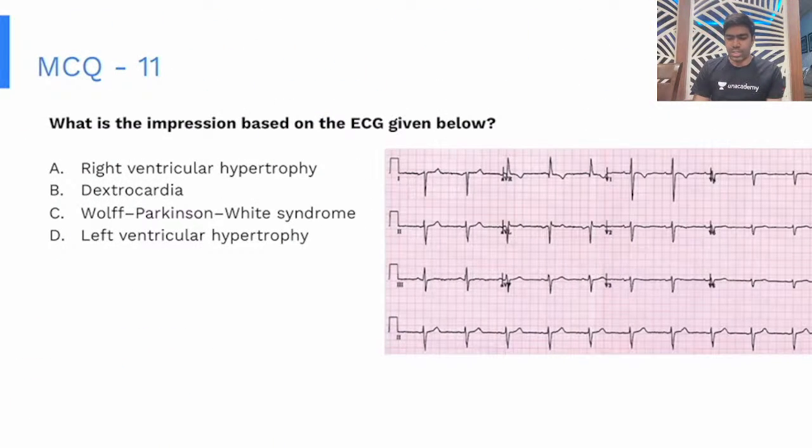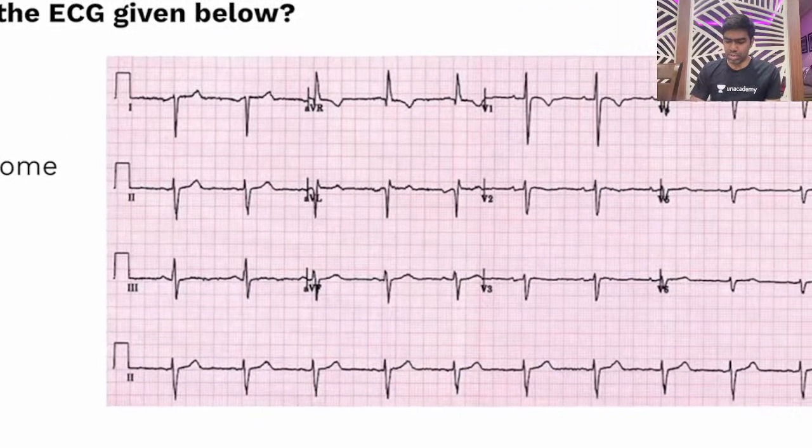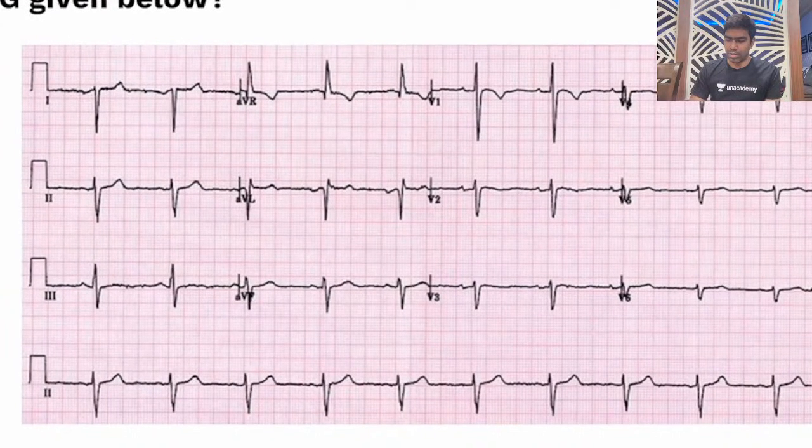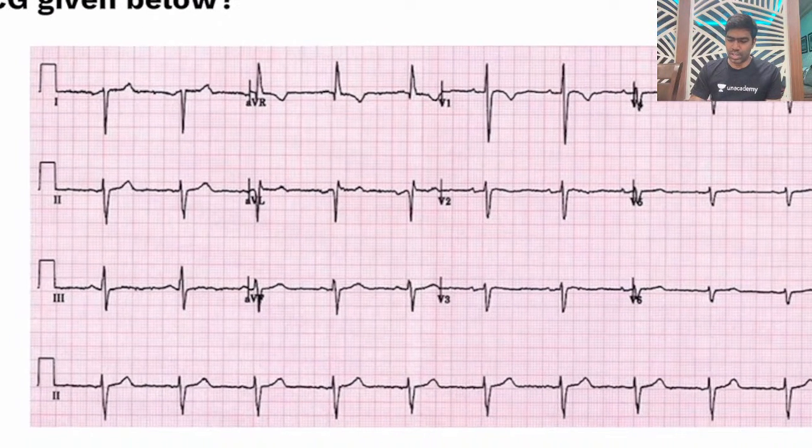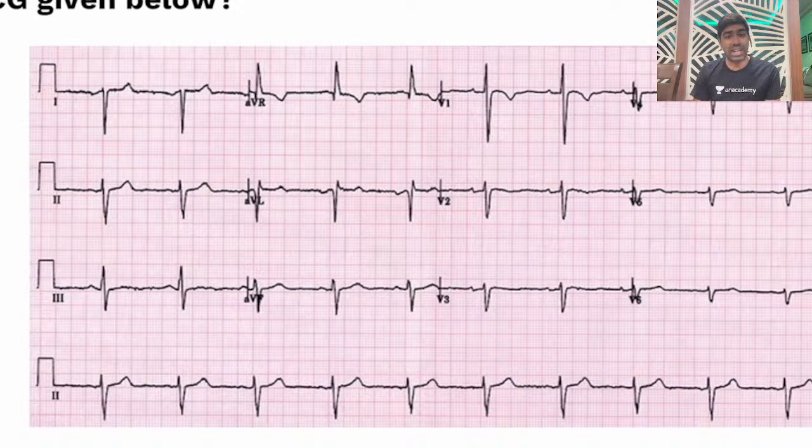So coming to MCQ number 11. What is the impression based on the ECG given below? I know that ECG is a definite question in your INI-CET exams for sure. So what the ECG is showing basically. If you look at the ECG very carefully, what you're seeing are kind of delta waves. That's what you're seeing here. In almost most of the leads, what you're seeing here are going to be the delta waves.